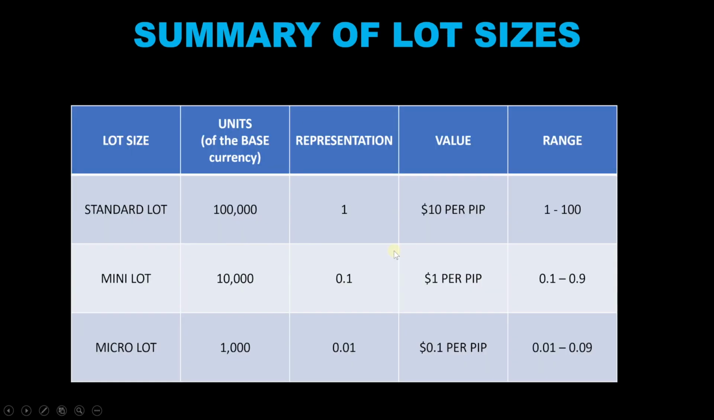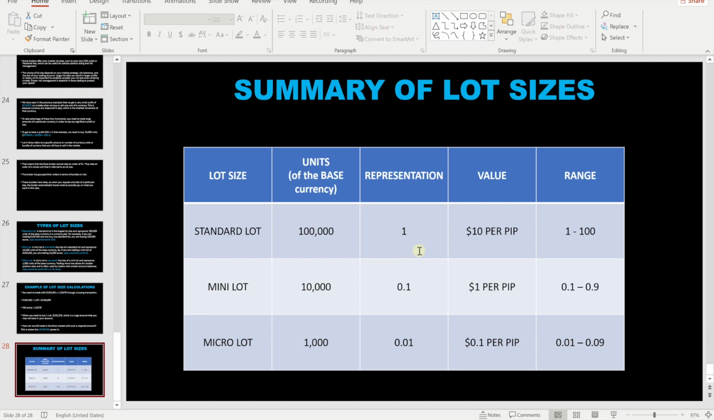So now this is the summary of lot sizes. 1 standard lot is equal to these units and is represented by this, and the value is $10 per pip, and it ranges between 1 to 100. Then the mini lot comes in. This is now the base currency. This is the representation, the value is $1 per pip, and it's 0.1 to 0.09. And then the micro lot is 1,000 units, 0.1, $0.01 per pip, and this is now the range. That marks the end of our representation.